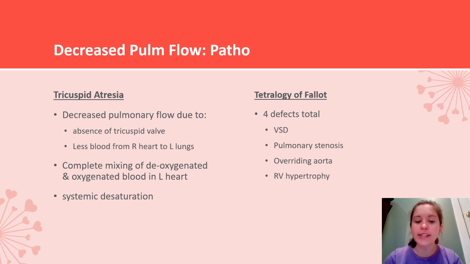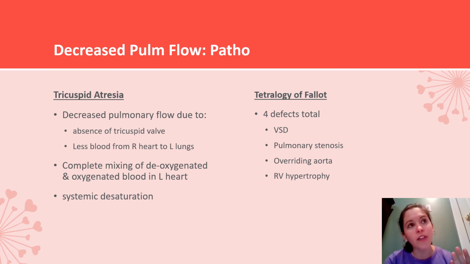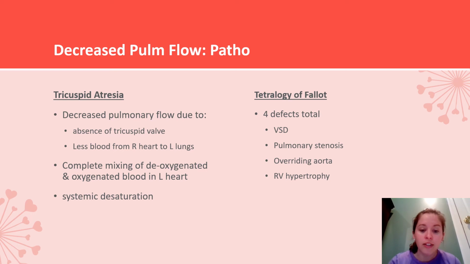So our two categories here are tricuspid atresia and tetralogy of Fallot, and you're really just responsible for tetralogy of Fallot, but I am going to talk about tricuspid atresia a little bit. So atresia means no connection, and if you think about like esophageal atresia, that means that the esophagus is not connected to the stomach. So if you think about that in terms of tricuspid atresia, this means that the tricuspid valve is not serving as a connector.